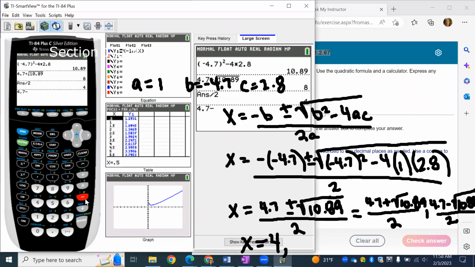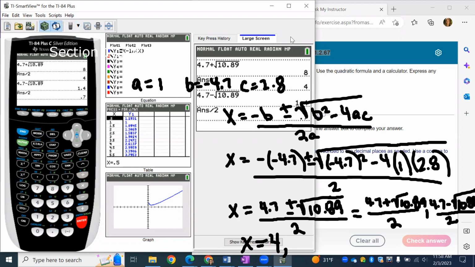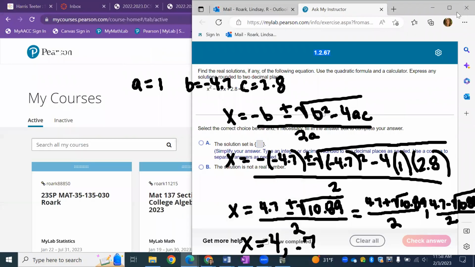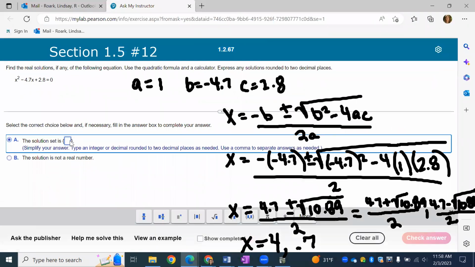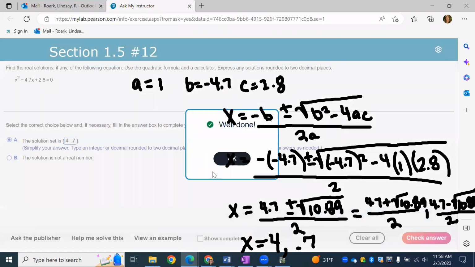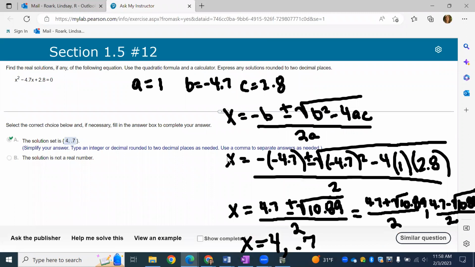Then I'm going to repeat the process, but for the minus. So we'll say 4.7 minus the square root of 10.89. Again, I'm going to push enter, and then divide by 2. That tells me that my other answer is 0.7. You can really use them either way. For those particular questions, the directions said to round any solutions to 2 decimal places. Actually, we don't even have 2 decimal places because our answer was 4, which had no decimal places, and 0.7. So you can just type them in just like that, and it should hopefully work out for you.